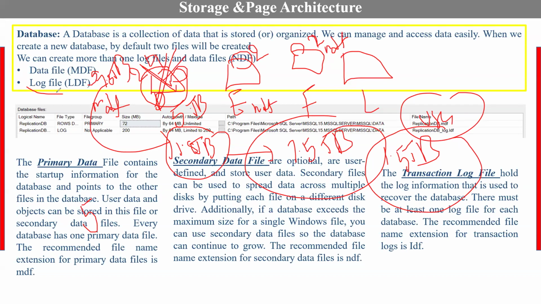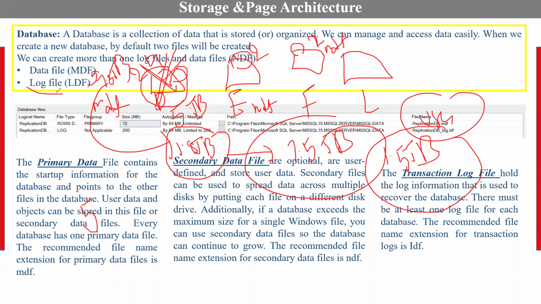What do you mean by log file? Whatever changes you make, all the changes first go to the log file, and then finally they go to the MDF file. Directly, no changes will go into the data file. All the changes you are making need to go to the log file first. Tomorrow you will get to know all that stuff. Please keep it in mind.